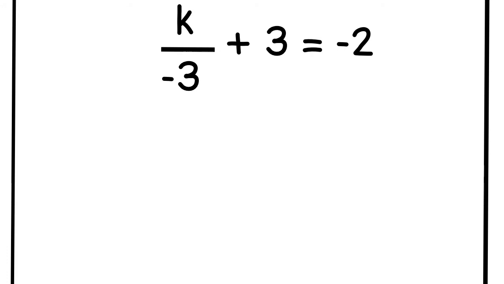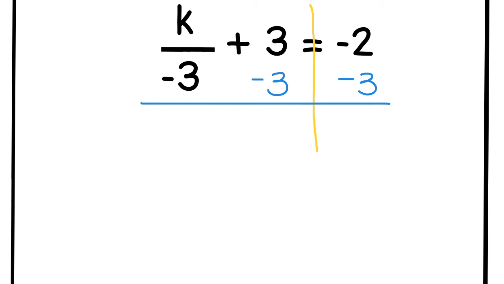Let's divide our problem into 2 halves, so we remember to do the same on the left and the right. And let's start with that plus 3. In order to get rid of the plus 3, we are going to minus 3 from both sides of our equation. 3 and negative 3 zero out of my problem, and I'm left with n over negative 3 is equal to negative 2 minus 3, which is negative 5.